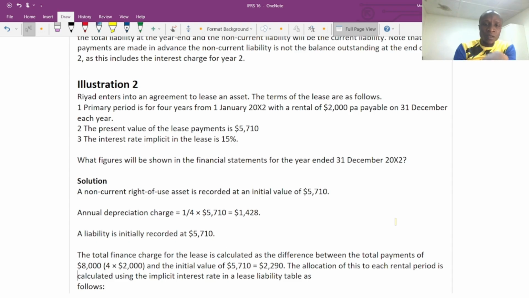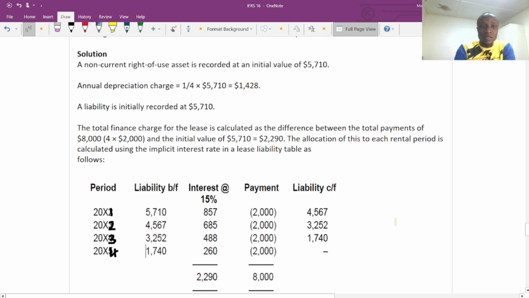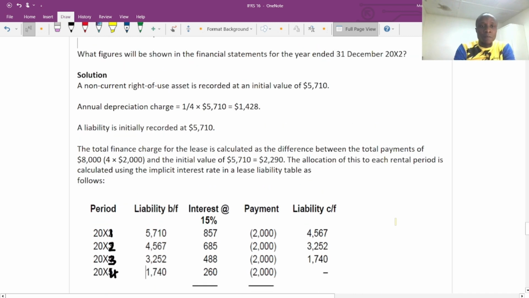2021. Now, I'm just going to explain the solution because I'm currently having challenges with regards to the scratch pad I'm using. So it will be difficult for me to solve because of the scratch pad. It has some little bits of challenges. So now, a non-current right of use asset is recorded.